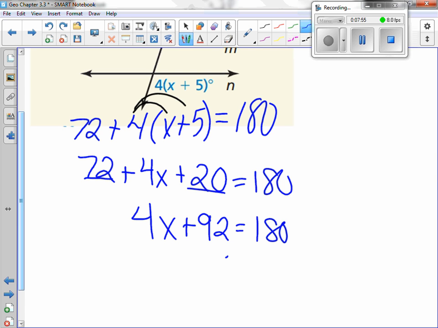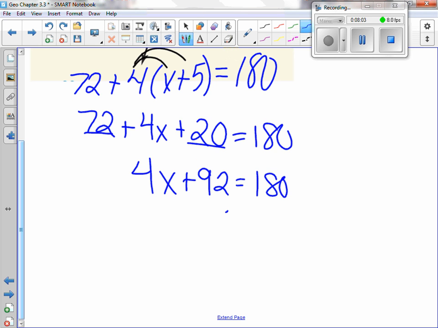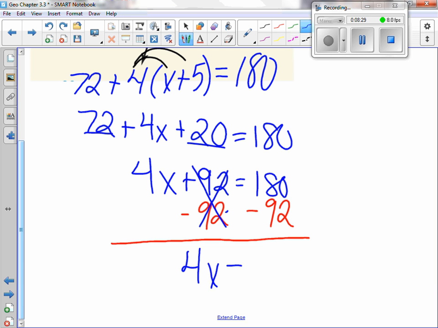We don't use opposite signs unless we're trying to move something from one side of the equal sign to the other. When we're moving across the equal sign, then we would use the opposite signs, like we need to do now. Because we need to get the 4x by itself. Well, what's with the 4x? The 92. It's easy to do addition and subtraction first. So we would subtract 92 from both sides, because 92 minus 92 would be 0. It leaves us with 4x. Now 180 minus 92 would be 88.